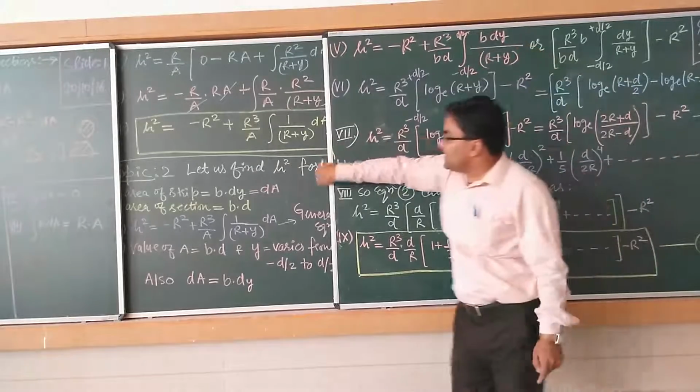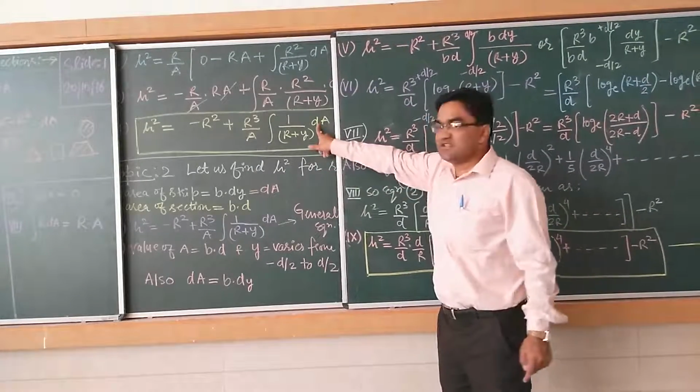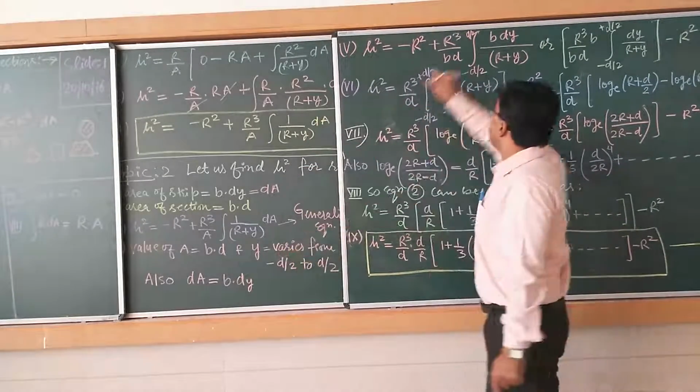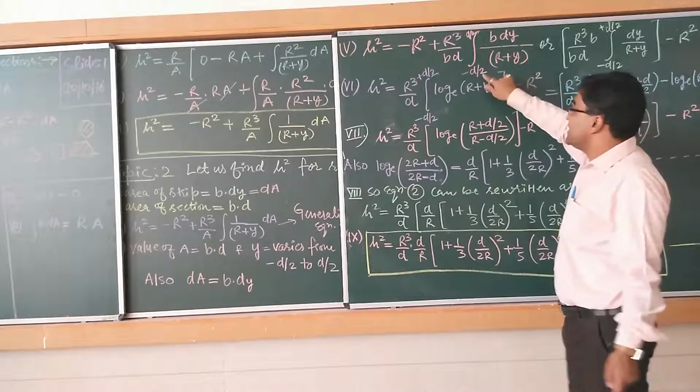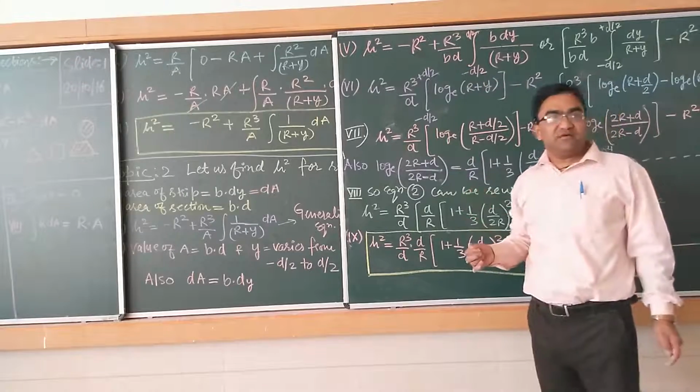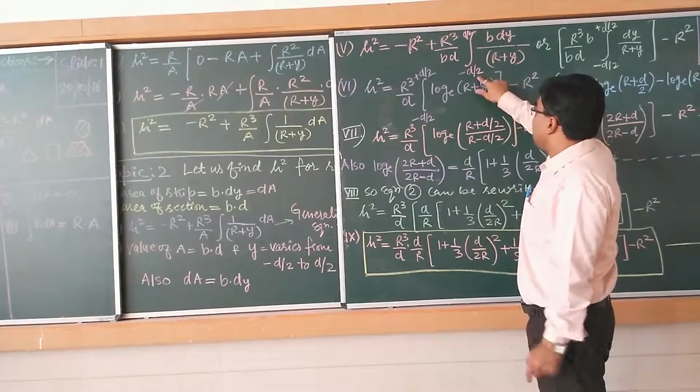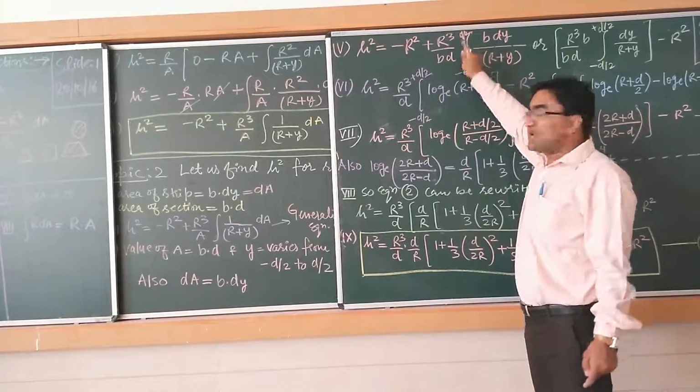Now, what is the value of dA? Here is dA. What is the value of dA? b into dy, r plus y as it is. Now, what will be the limit of y? So, the limit of y will be minus d by 2 to plus d by 2.